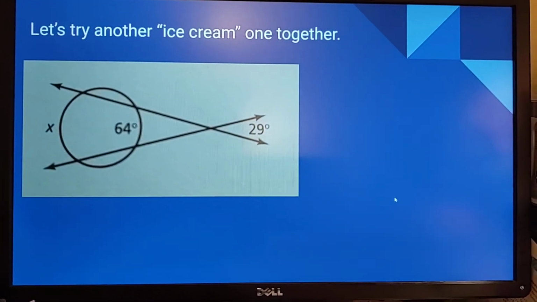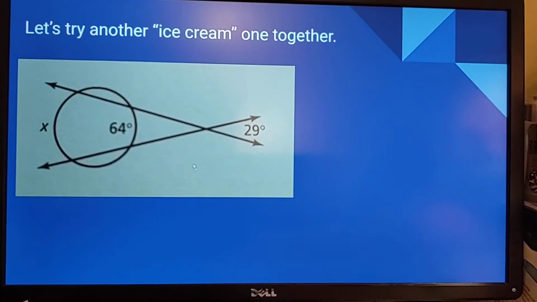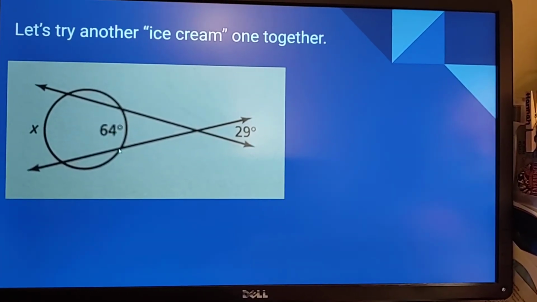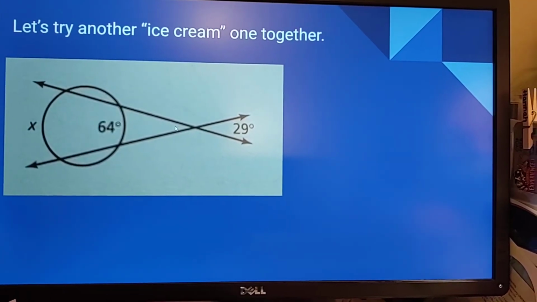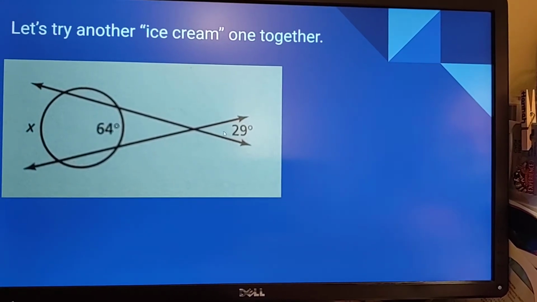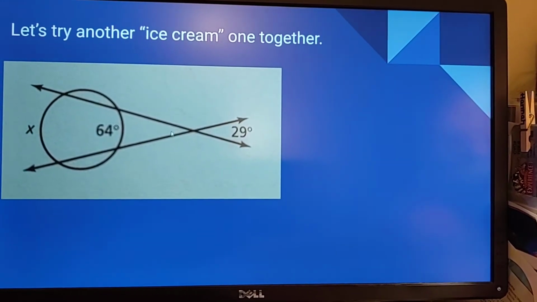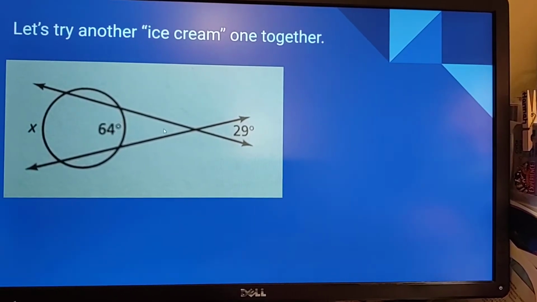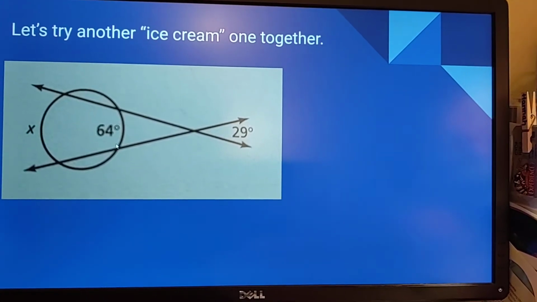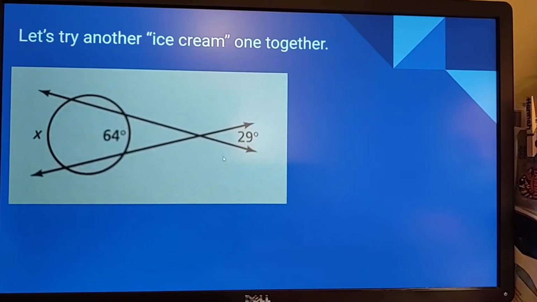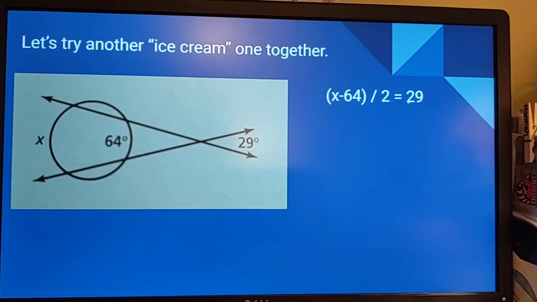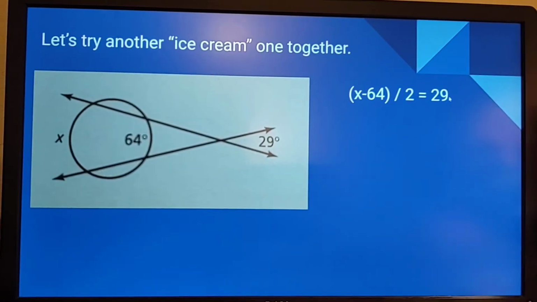All right, I want to try another ice cream one together. It's a little bit trickier because I just said the rule was take the big arc, subtract the little arc, and divide by 2 to get this angle here or this angle here. But looks like I'm going to have to set up an equation to work this one out. So let me move my 29 right here. So 29 is also right here. Looks to me like X minus 64 all divided by 2 will equal 29. So go ahead and write out that formula. X minus 64 all divided by 2 will equal 29. All right, no problem. Now I just need to solve that for X.